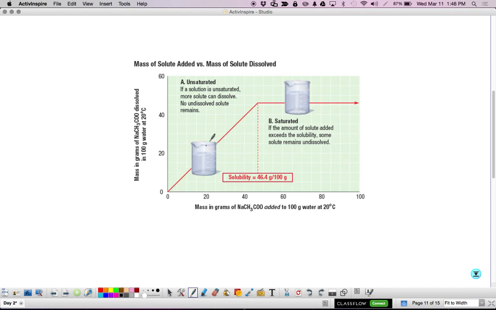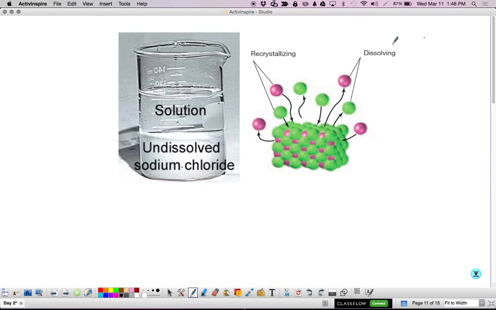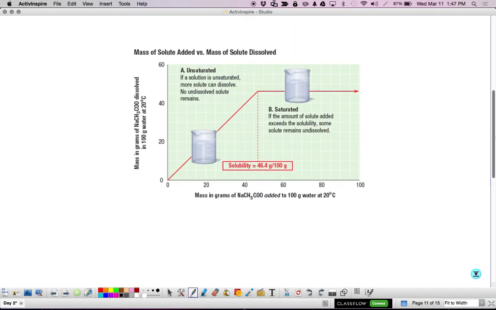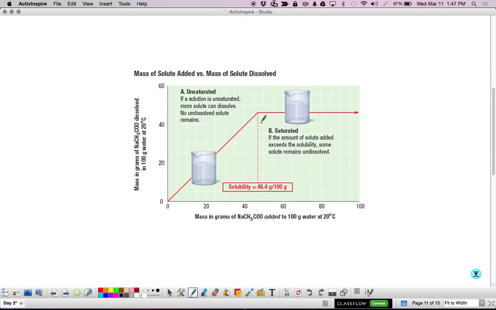Now I'd keep doing this and I'd keep doing this. Then I'd get to a point where it would start to look like this, okay? Where I'd keep adding solid, and what I would get is just more solid at the bottom. I could never get more to dissolve, okay? This kind of solution we say is saturated.